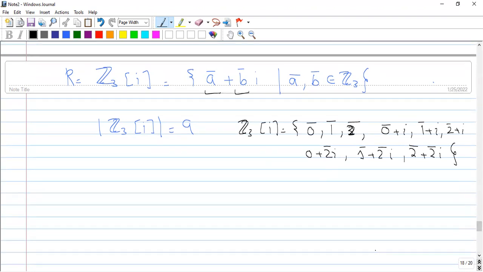Okay, so what is my claim? What is my claim that this Z3 iota is a field? So अगर मैं इस चीज को प्रूफ कर लेता हूँ कि ये फील्ड है, now this would be an example of a field with 9 elements where 9 is not a prime number. So it shows that there exists a field with a non-prime order. So Z3 iota is a field.